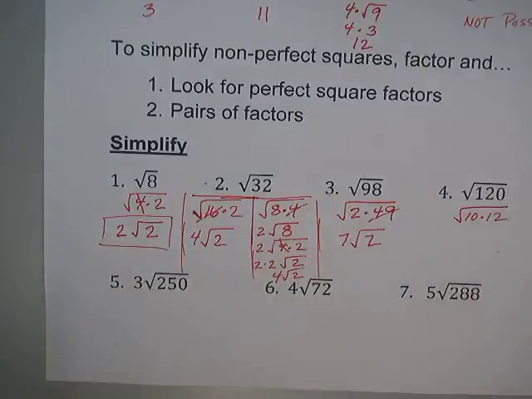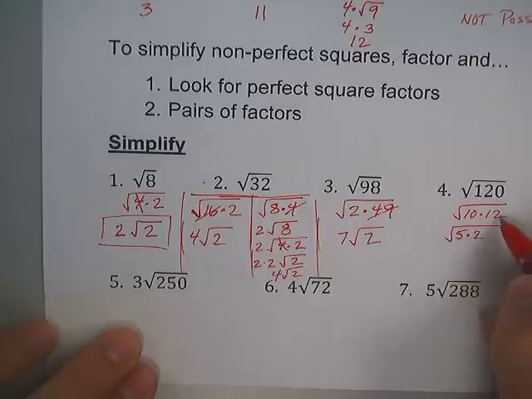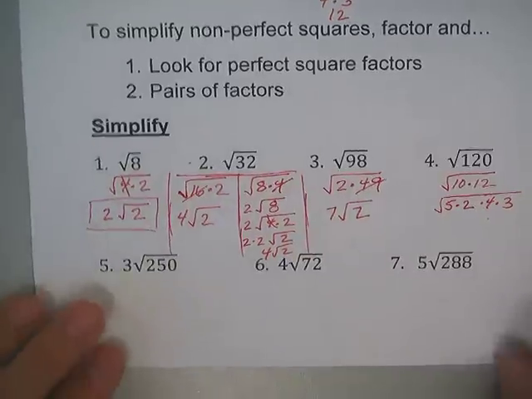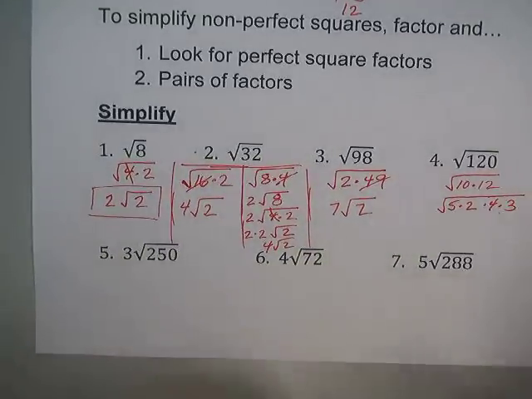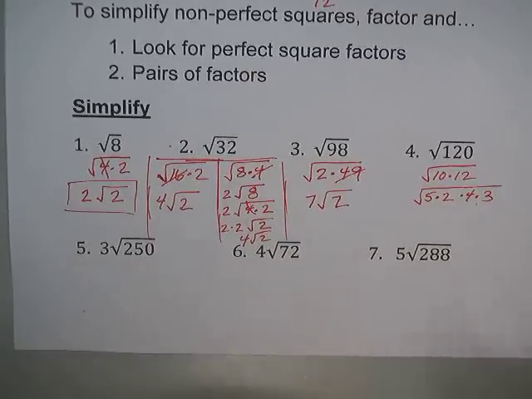Square root of 120. Let's see, ends in 0, so I know 10 goes into it, so I can write 10 and 12. Now, neither one of them are perfect squares, so let's break both of them down. So let's see, 10, I can think of 5 and 2. And square root of 12, I can think of 4 and 3.